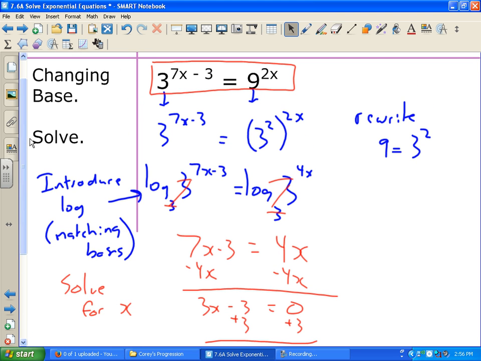You can always double check your work in these problems if you'd like. Plug it back into the original equation. If you plug 1 into the original equation, that says 7 times 1, which is 7, minus 3, which is 4. So the left-hand side says 3 to the 4th. The right-hand side says 9 to the 2 times 1. That's 9 squared. 3 to the 4th is the same thing as 9 squared. 81 equals 81. So that number fits. That is also correct.